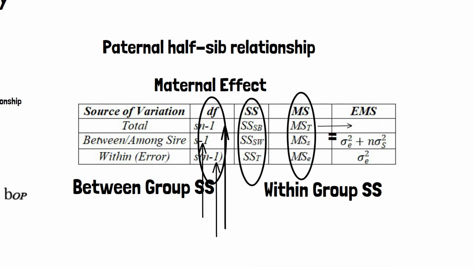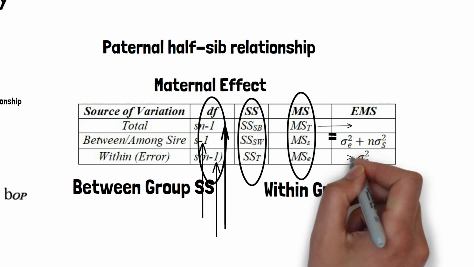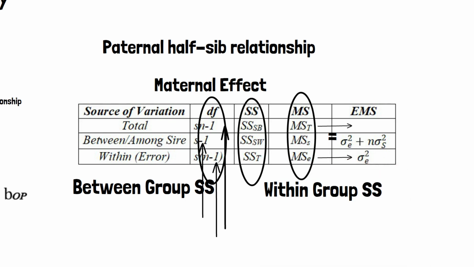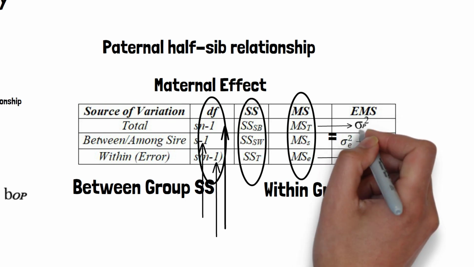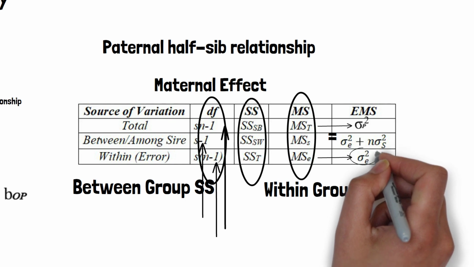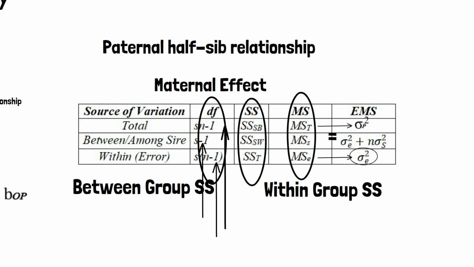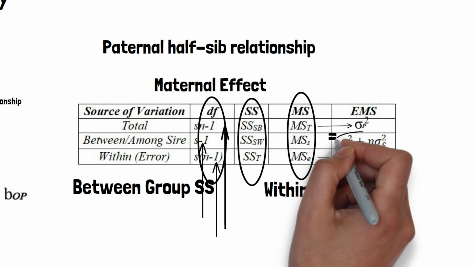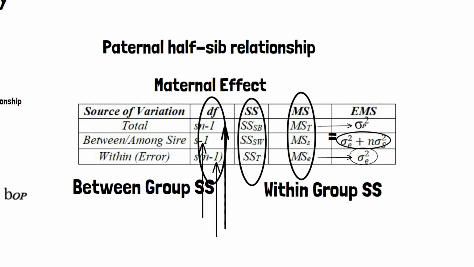Later on, the mean squares are equated to some symbols in expected mean square. For instance, the total mean square is equated to sigma square p, that is the phenotypic variance. The error mean square is always equated to sigma square e, the error variance, while the mean square between sires is often equated to sigma square e, error variance, plus n times sigma square s, sire variance.